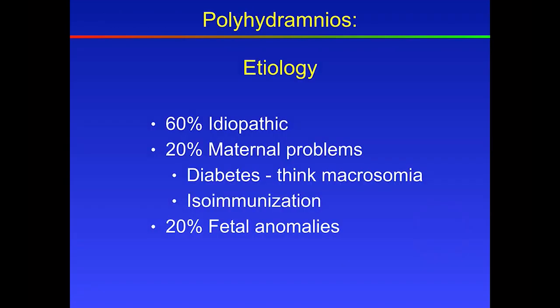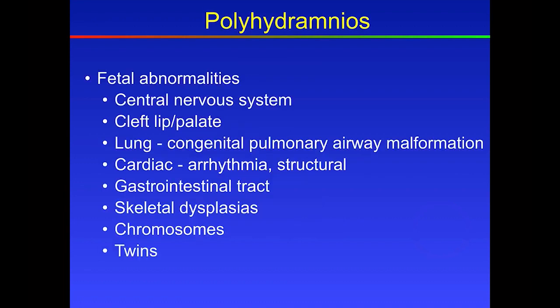Okay, if you think about polyhydramnios, we think about idiopathic causes, whereas most oligo has a reason. Poly may not. 20% will be maternal problems from diabetes and isoimmunization, and 20% will be related to fetal anomalies. So when we think about fetal anomalies, I always start at the head and go down. A central nervous system, cleft lip and palate, lung problems, cardiac problems, gastrointestinal problems, skeletal dysplasias, and then chromosomal anomalies in twins.